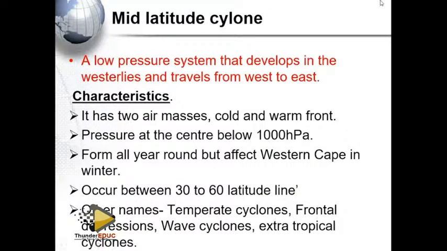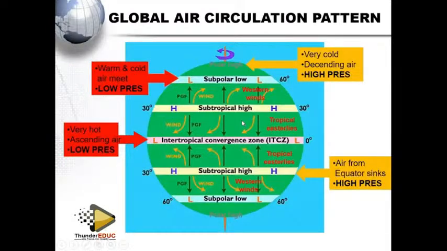Okay, so you must know that it's a low pressure system that develops in the westerlies, and it travels from west to east. You must understand, why is it traveling from west to east? It is traveling from west to east because it is part of the westerlies. Remember, we said that westerly winds travel from west to east. Since it develops here between 30 and 60, and these winds are moving from west to east, the cyclone itself is also going to travel from west to east.